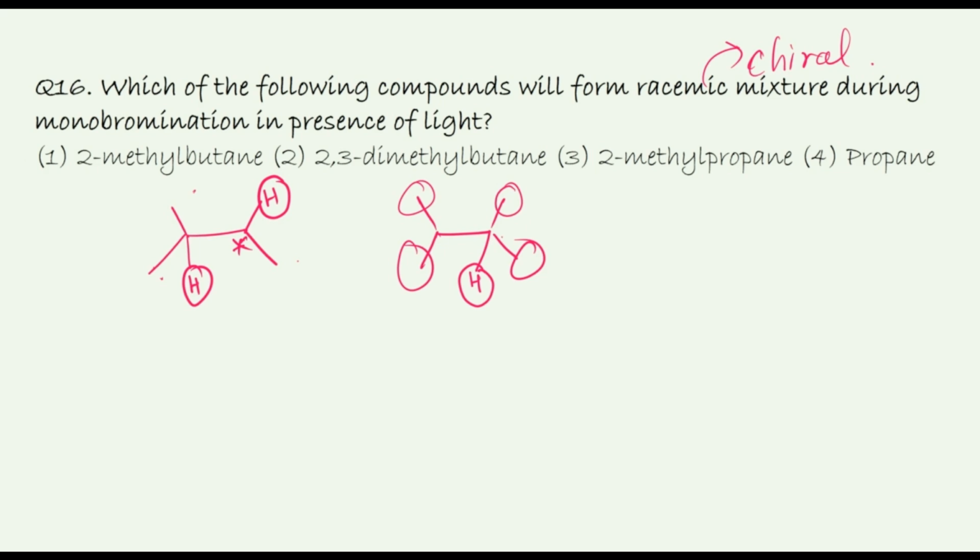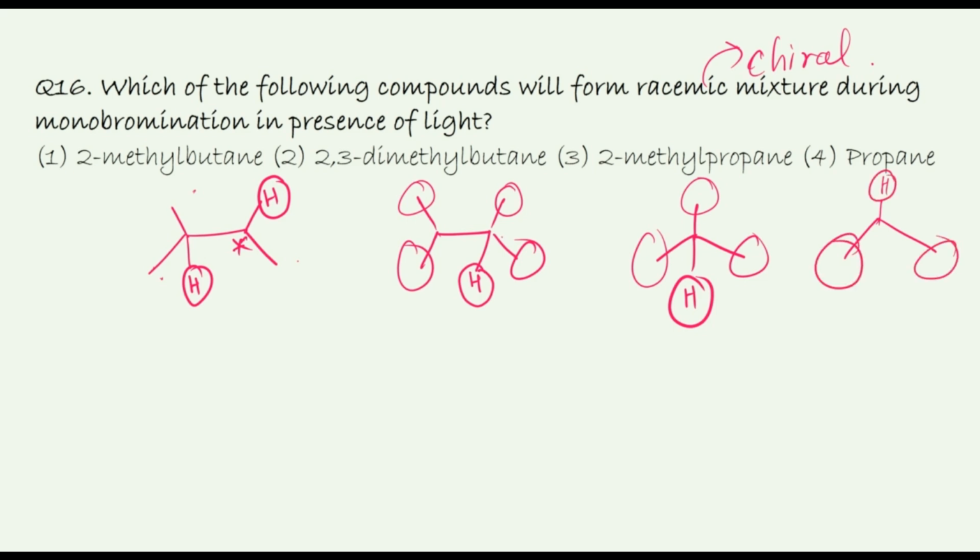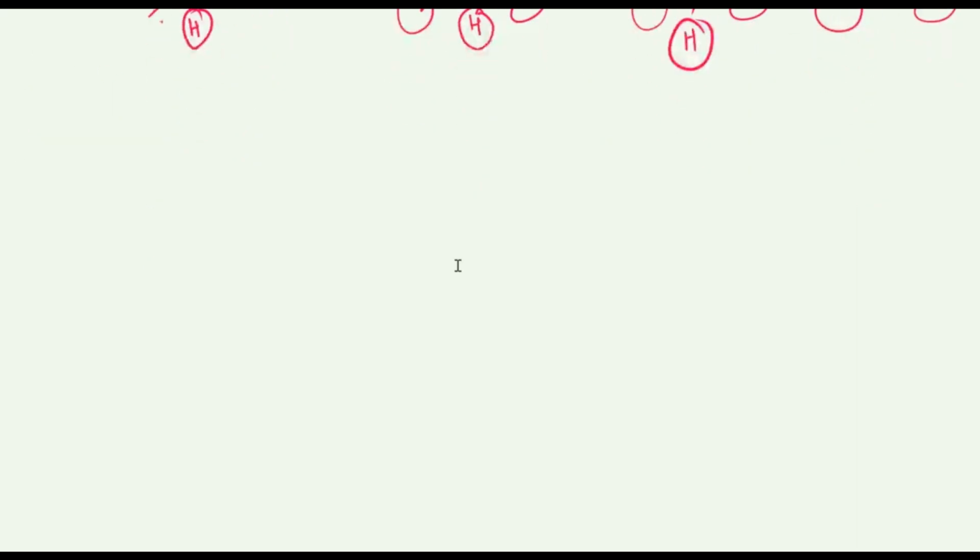What about option 3? 2-methylpropane. If it is replacing this hydrogen, again it won't make any sense because 3 CH3 groups are already there. Then propane. Either this hydrogen or another hydrogen won't make any sense because already 2 CH3 groups are there. So the answer to this question is 2-methylbutane.